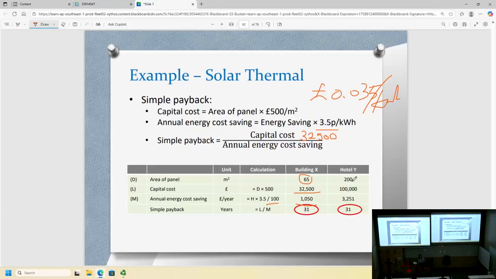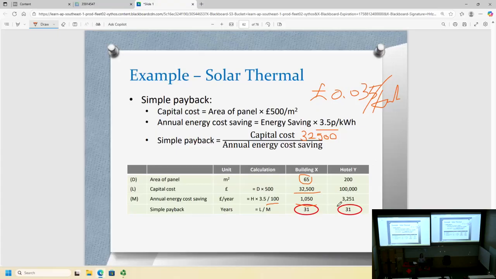And for the hotel, why? Just the same, because it is dependent on the efficiency and also the capital cost. So for building X and building Y, actually just the same, no difference. So they have the same simple payback period.